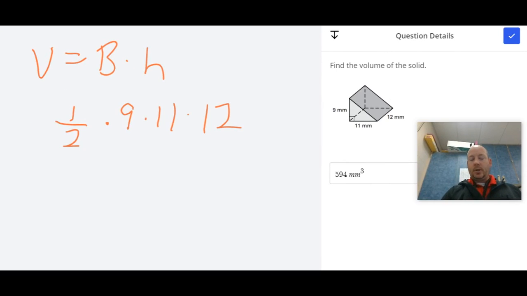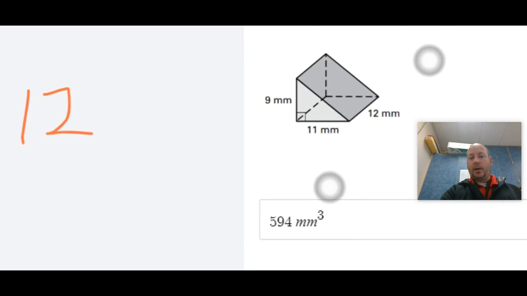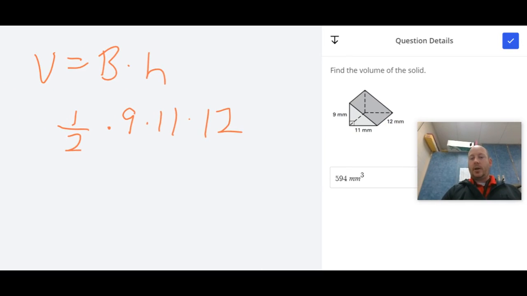Okay, so it's a lot like what we did before. We're essentially multiplying our 3 numbers, 9, 11, and 12. But because a triangle is involved, the area of a triangle is half. So we do half times 9 times 11 times 12. And that's going to get you 594 cubic millimeters.